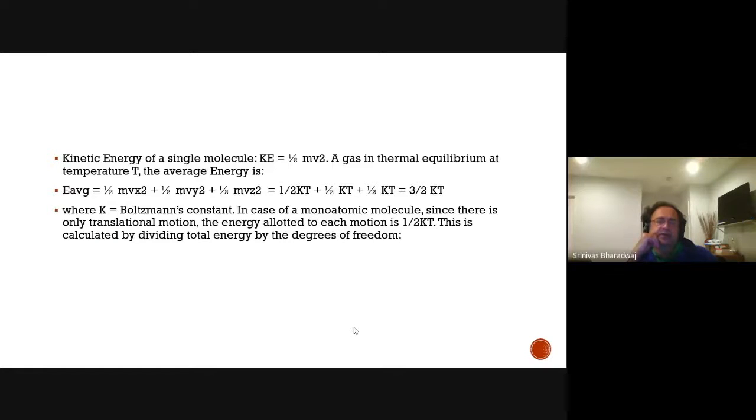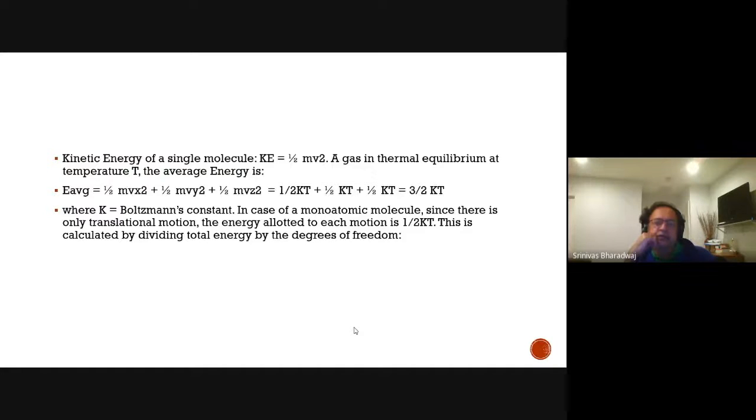So what does that tell you? Right? So there's less per degree of motion for a diatomic molecule. Now let's look at the monoatomic molecule first. For gases in thermal equilibrium at a temperature T, the average energy is 3/2 kT. We already did that: half mv square, half mv square, half mv square gives half kT, half kT, half kT. Each mv square gives you a half kT.